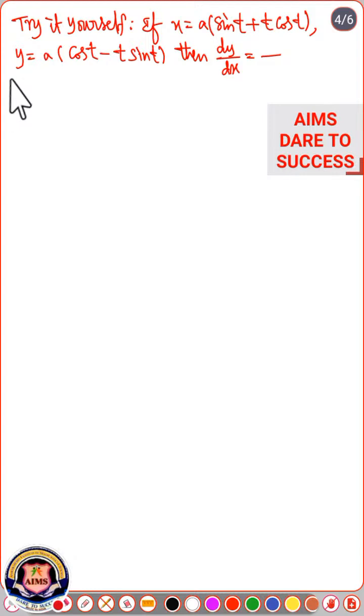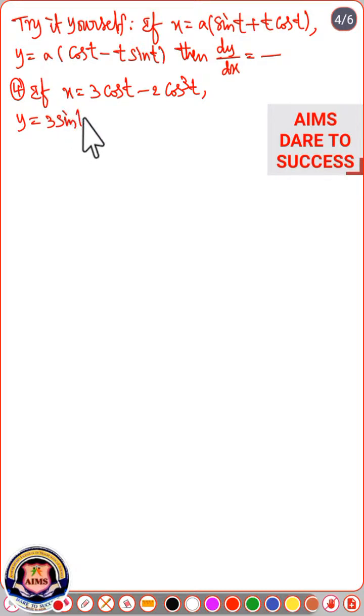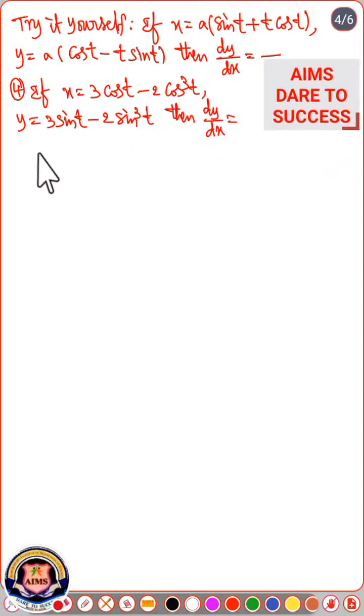Now the fourth problem, coming to the fourth question. If x is equal to 3 cos t minus 2 cos cube t, and y is equal to 3 sin t minus 2 sin cube t, then the value of dy by dx is equal to?